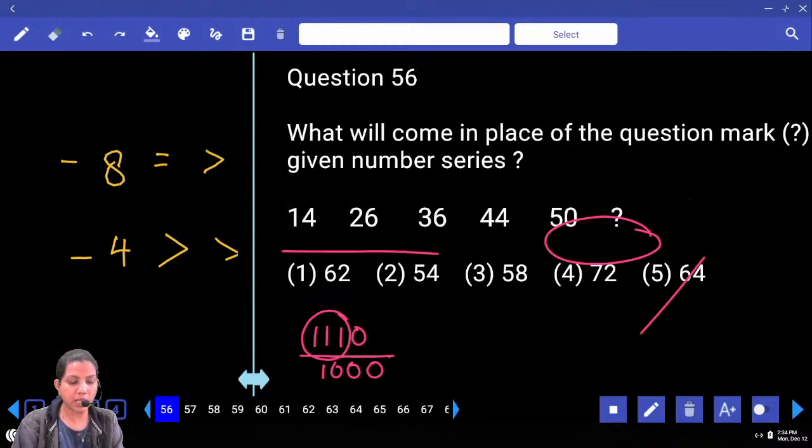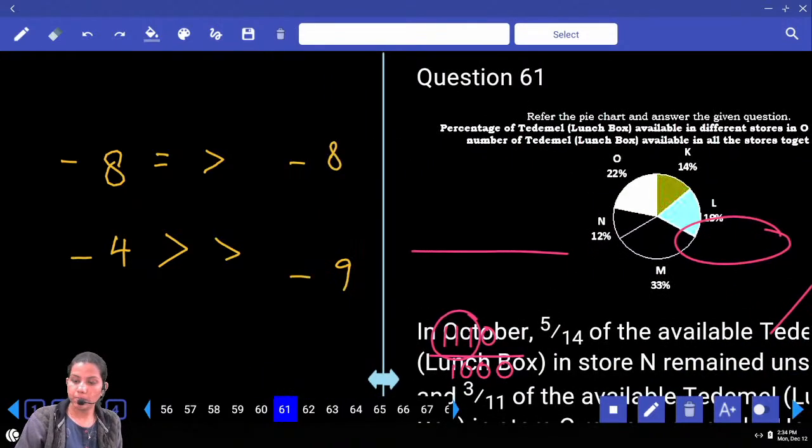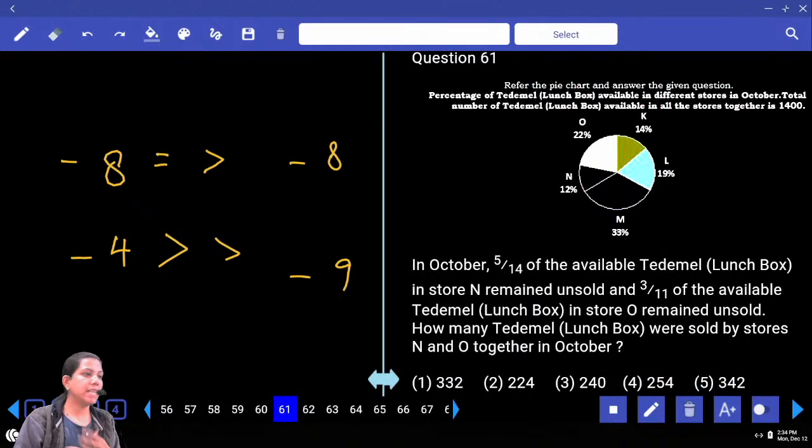Next 56 to 60 number series. Next question number 61. Percentage of Tedmill lunch box available in different stores in October. Total number of Tedmill lunch box available in all the stores together is equal to 1400. Complete data, that means complete pie chart in percentage. Then what is the total percentage in the pie chart?